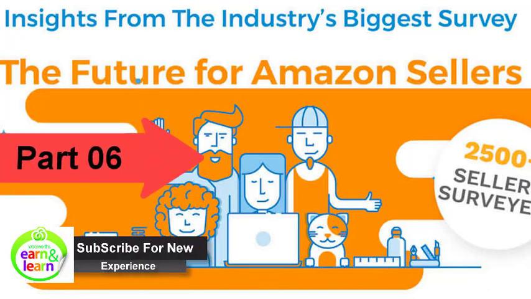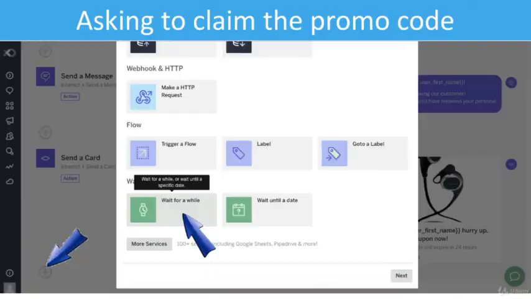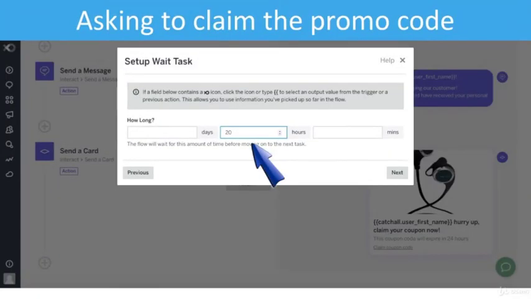So let's get started. Open our flow in Flow Excel and click on the plus at the bottom of the flow. You will see a menu of possible options that you can add to the flow. Choose the option Wait for a while. In the settings of this option you should write a delay of about 24 hours, to give your customer some time to claim the coupon code.